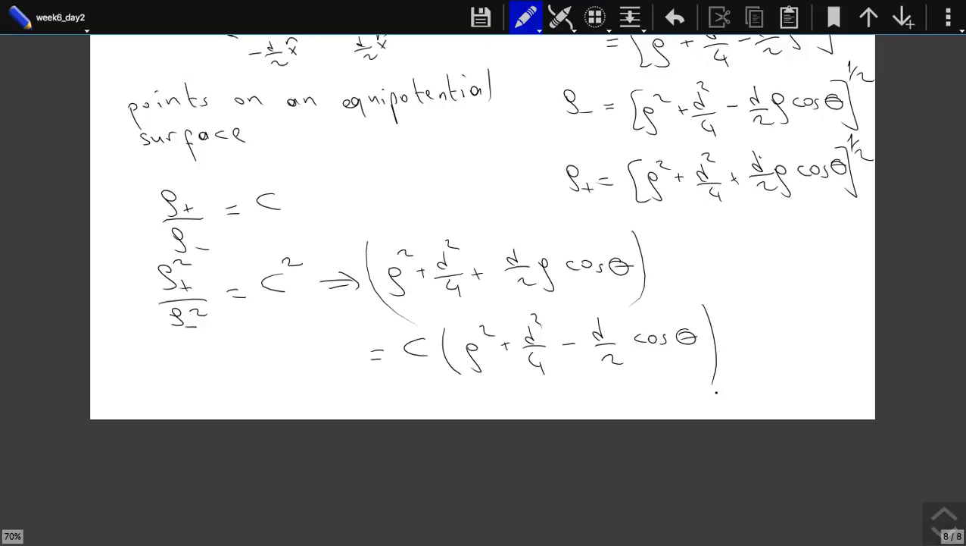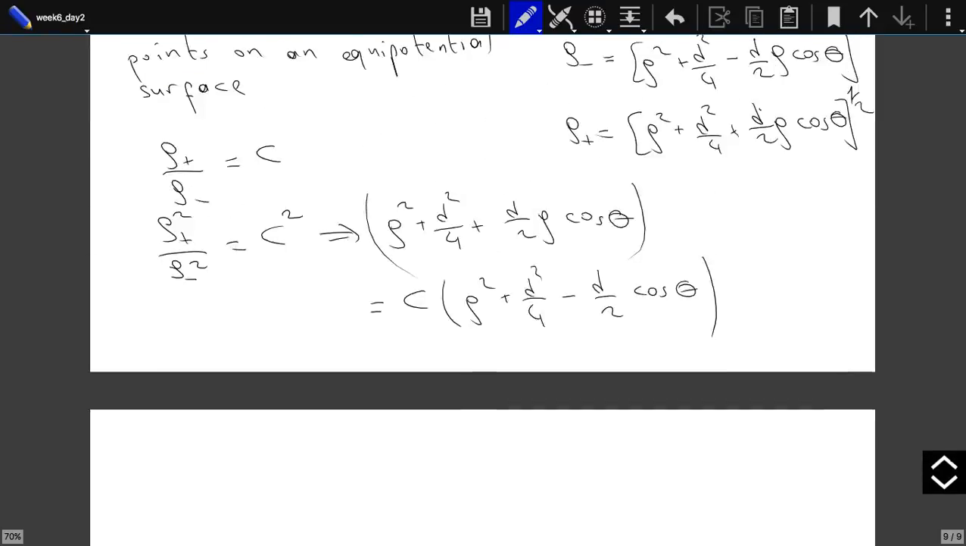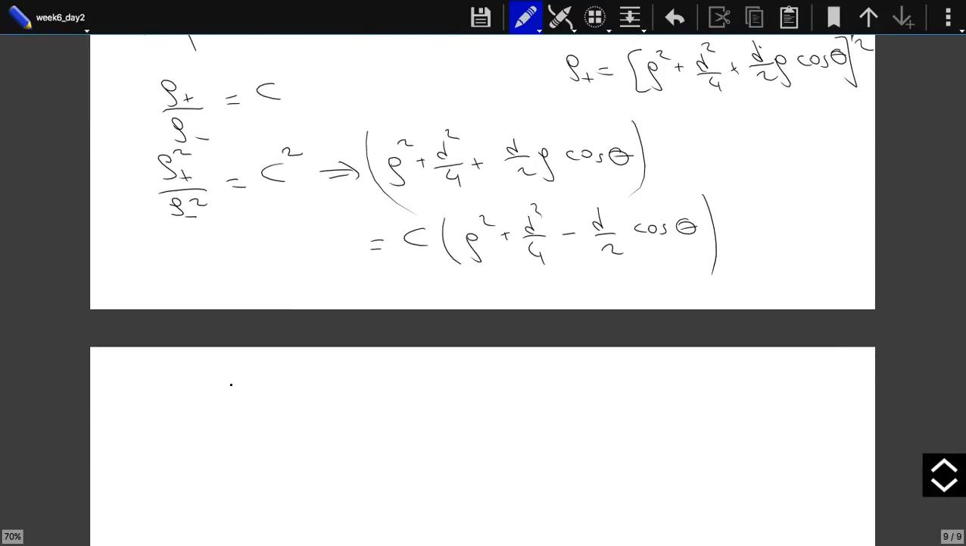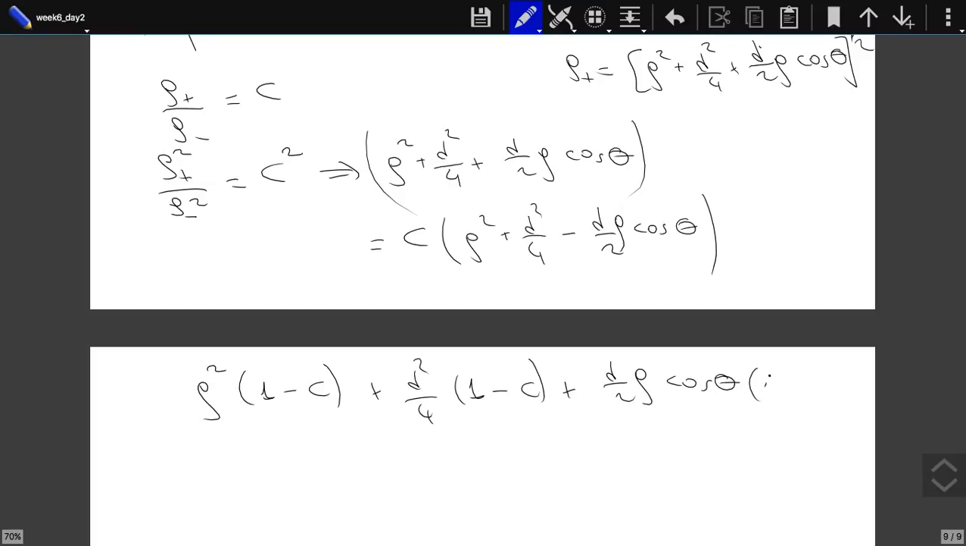This is the relation between rho and theta. So let's just organize it a bit. Rho squared times (1 minus c), plus d squared over 4, (1 minus c), plus d over 2 rho cosine theta, (1 plus c), this is equal to 0.